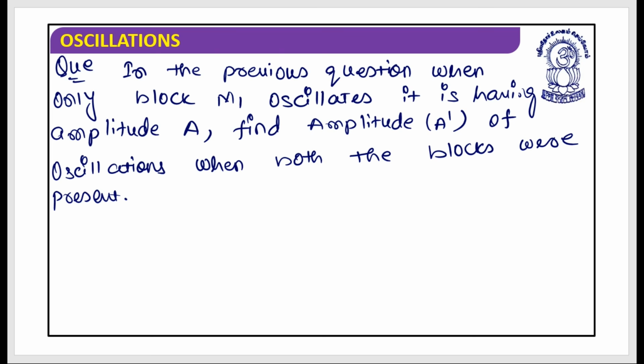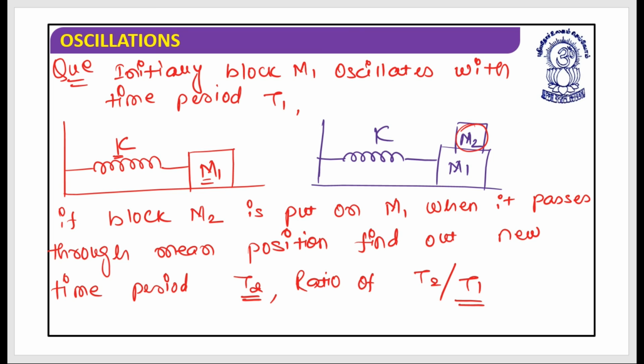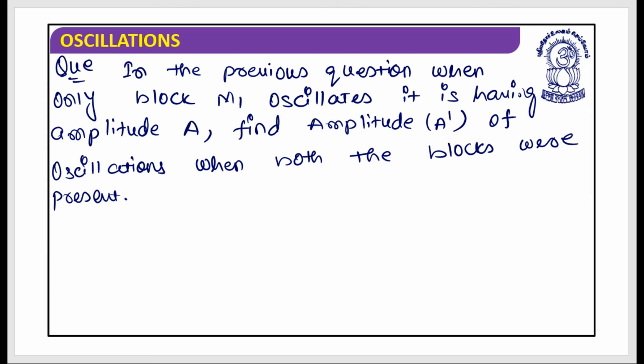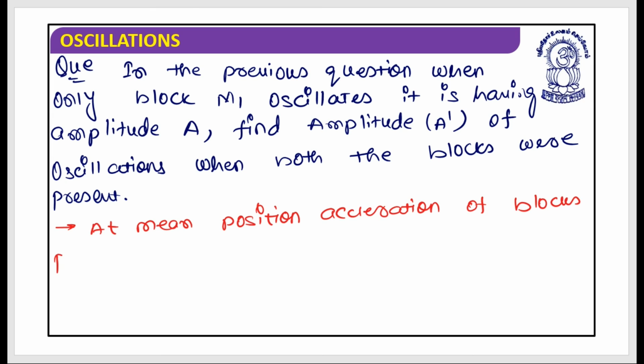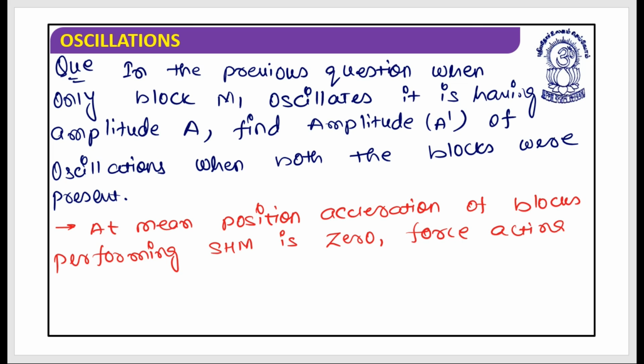No? So when they say that a block of m2 is put on m1 when it passes through the mean position, look at this. At the mean position, the acceleration of a block performing SHM is 0. So the force acting on it is also 0.